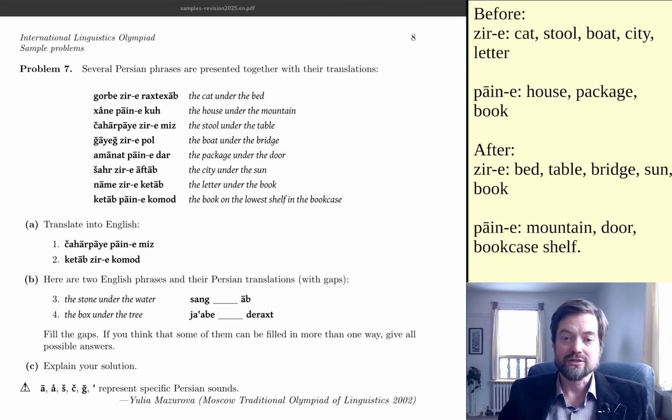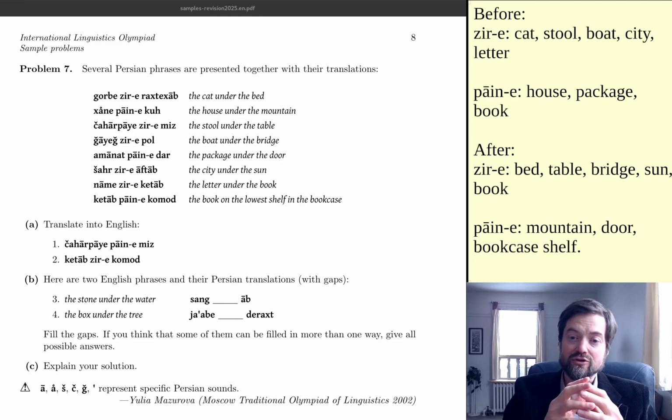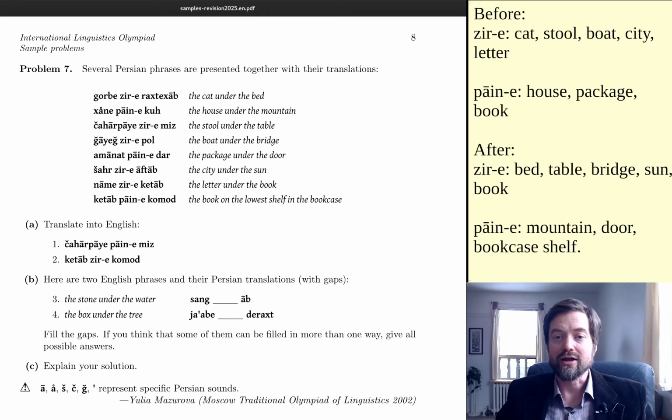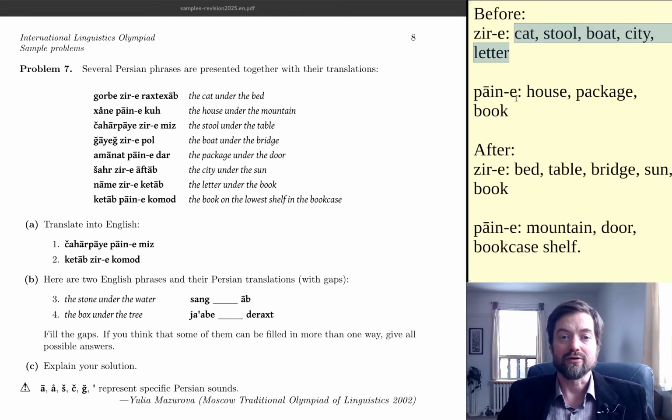So I look for any kind of pattern in the sound that could explain zire versus pine, but I don't see it. So this one is really stumping me, because how can I tell the difference? Basically, there has to be a pattern that separates either the before pattern or the after pattern.